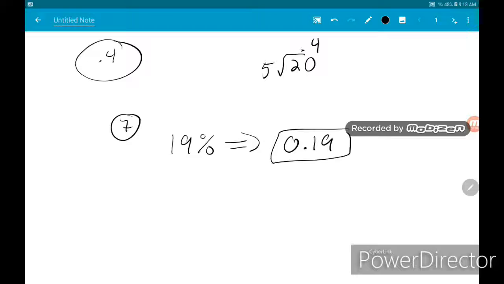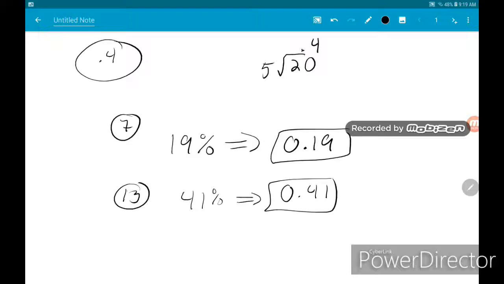Number 13, last one of this type. 13 is 41%. It's over 100, so what does this become? 0.41. Move the decimal twice. Sean, write the answer down. 0.41. Is that simple? That's for percentage to decimal.